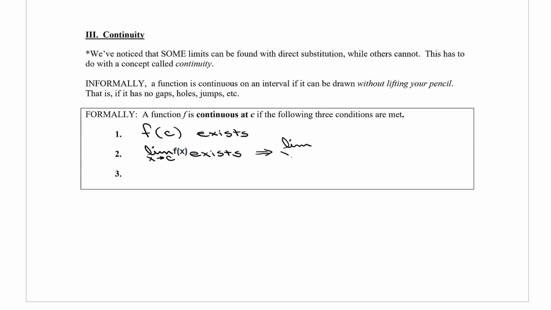So I'm going to write down here the limit as x approaches c from the right of f of x is equal to the limit as x approaches c from the left of f of x. 3.